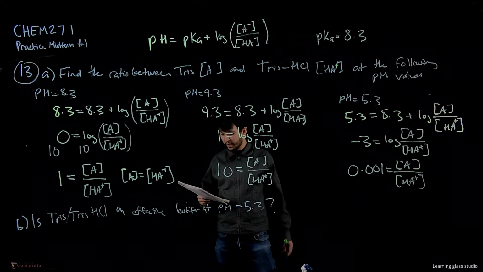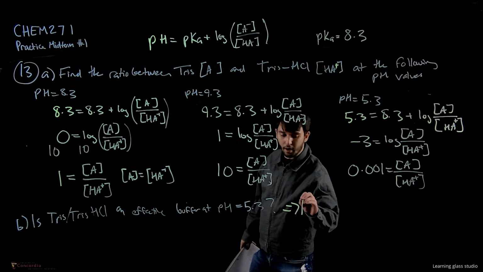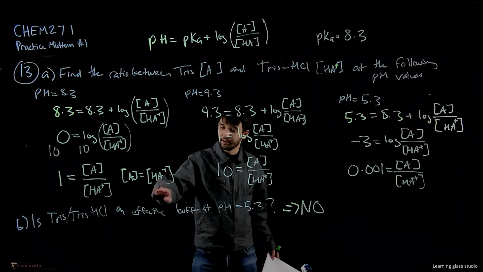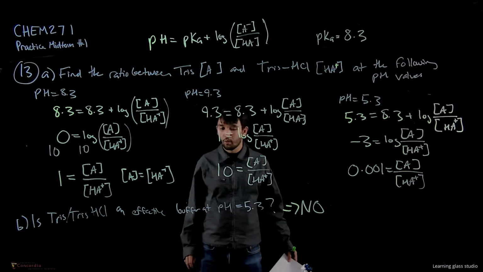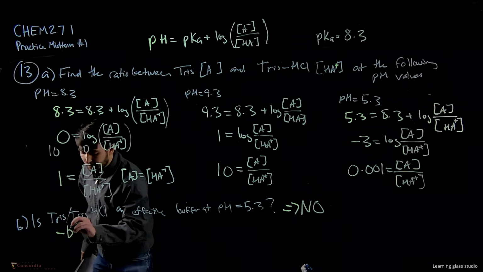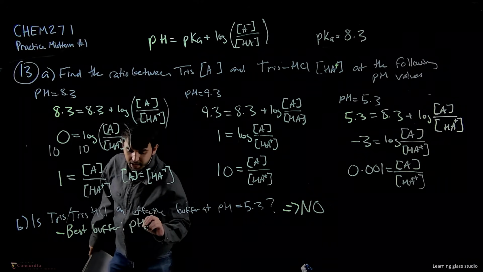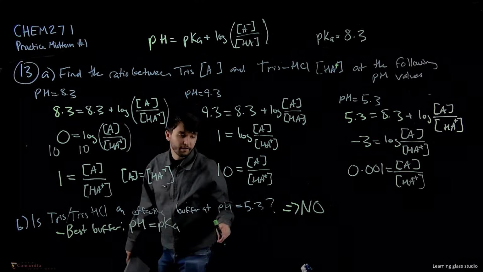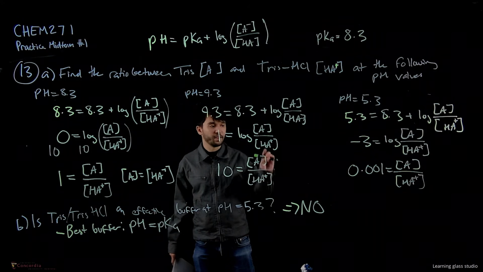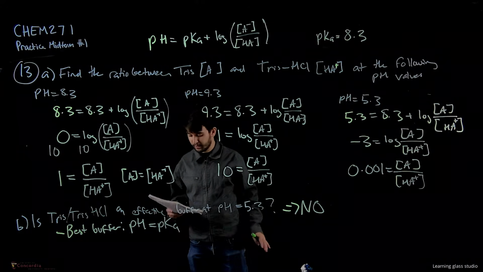All right, last question here. Is tris HCl an effective buffer at pH 5.3? The answer to this is no. That is because buffers work best when you have an equivalent amount of each. So buffers work best when the pH of the solution equals pKa. The best buffer is when pH is equal to pKa. Here 5.3 is about 3 off from the pKa, and in this case it means we have a lot more acid than we do base, about 1,000 times more acid.